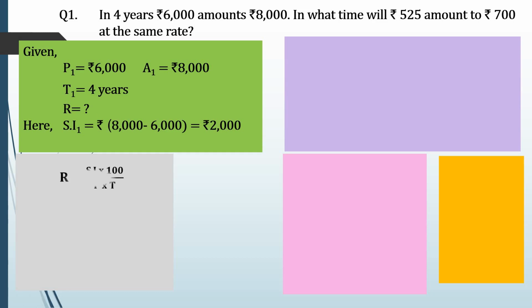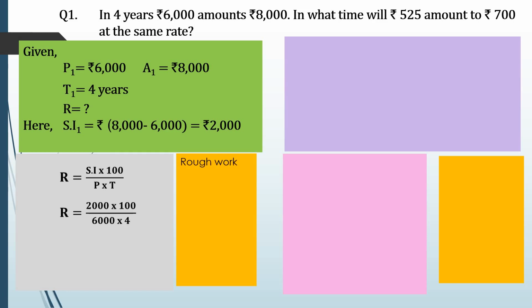We know rate is equal to SI into 100 divided by principal into time. Now we'll just substitute the values of simple interest, principal and time. So SI is rupees 2,000, which we found out, multiplied by 100, divided by principal 6,000 into time 4 years. Now let us solve this equation. When we solve this equation, I suggest you do rough work instead of solving directly over here. That will make your work untidy. So always solve in rough work.